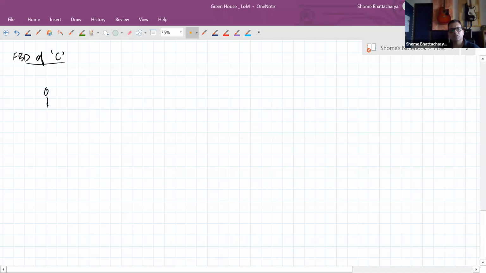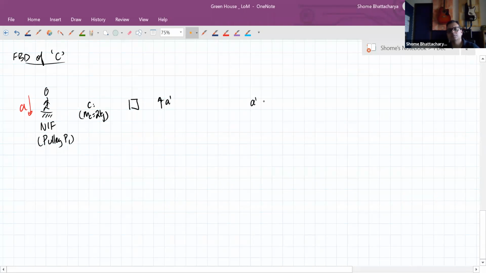So this one also we'll be making in the non-inertial frame of the pulley P1, which is going down with that acceleration A. So in this frame, the block C, which had a mass of 2 kg, has a relative acceleration of A prime upwards. Okay, so A prime is the upward acceleration of the block C with respect to the pulley P1.